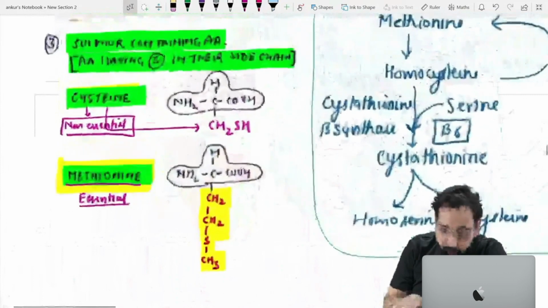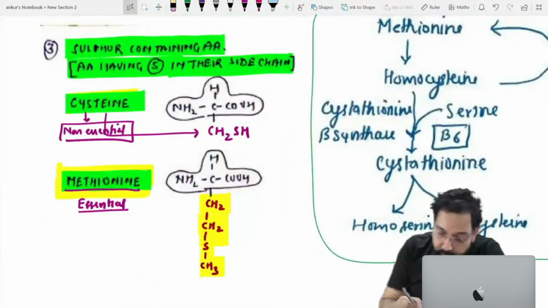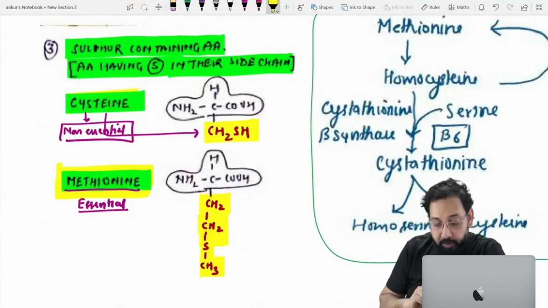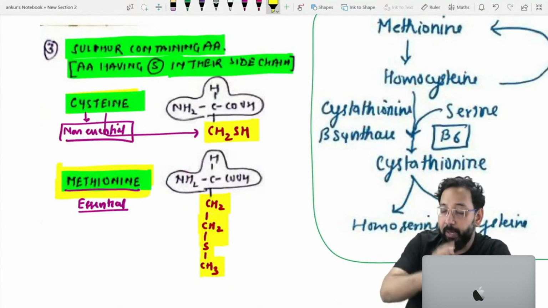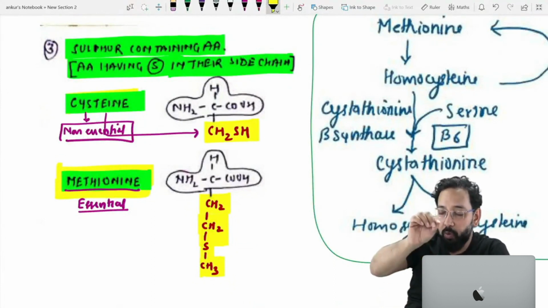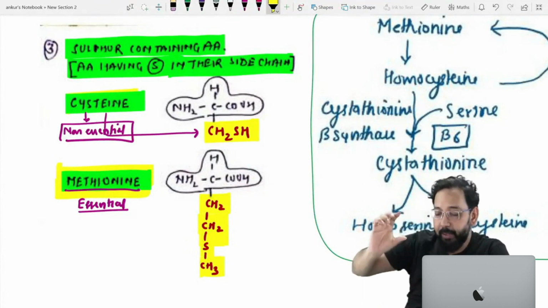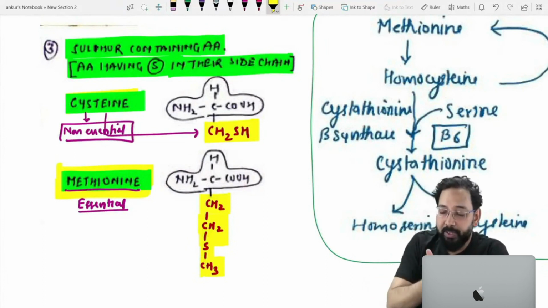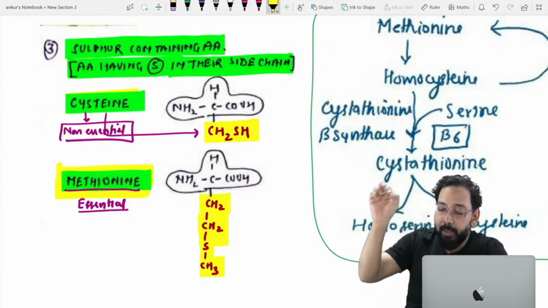So this is SH, this is CH2SH. And you can easily remember alanine. If you add OH, serine. If you add SH, cysteine. So cysteine, serine, alanine are quite similar, only H, OH, SH differ.